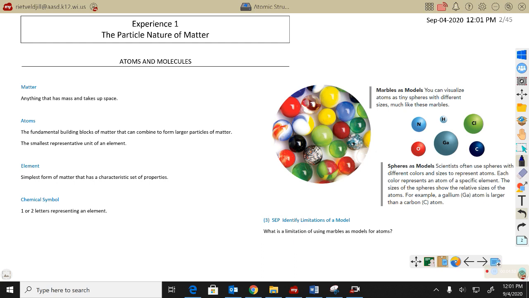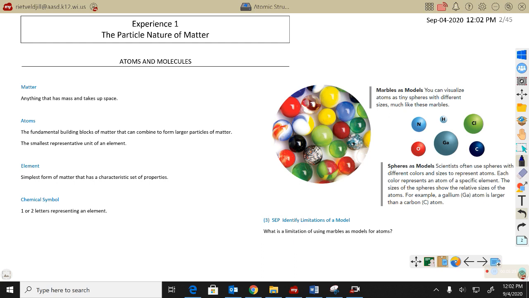Science and engineering practice, like developing models and thinking about limitations of a model. What is a limitation of using marbles as models for atoms? There are some things that work great. We can represent them as little spheres, and marbles can come in different colors to represent different elements and different sizes to represent which atoms are big or which atoms are small.